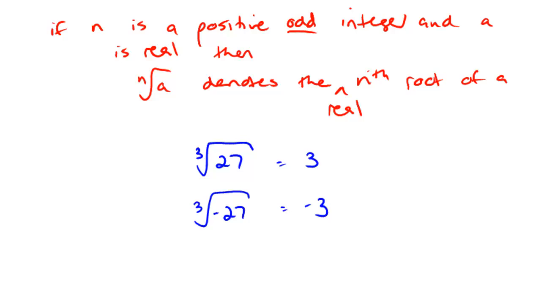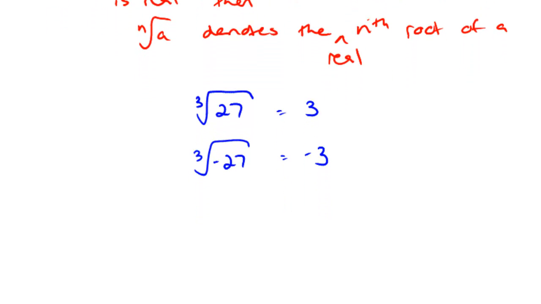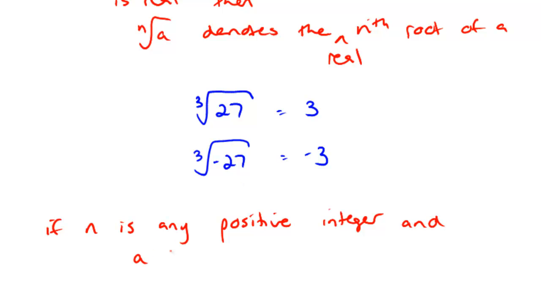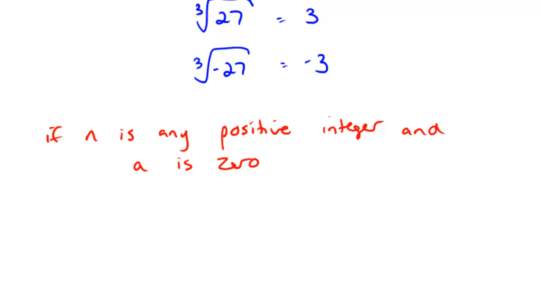Let's take a look at the last thing, which is if n is any positive integer, and we've got the special case that a is 0, then the nth root of 0 is just 0.